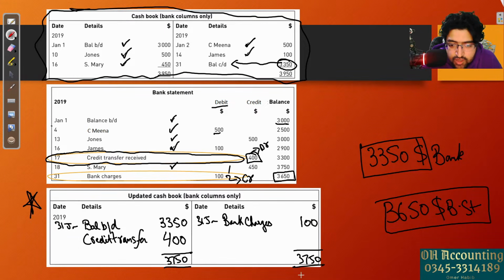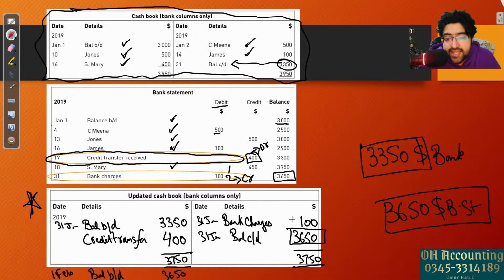3750. So what is the missing figure required on this side? 3750 minus 100 gives me 3650. This is my balance carried down on 31st Jan. So on 1st Feb, I should have balance BD of 3650, which means I should have this much money in my bank account, 3650.